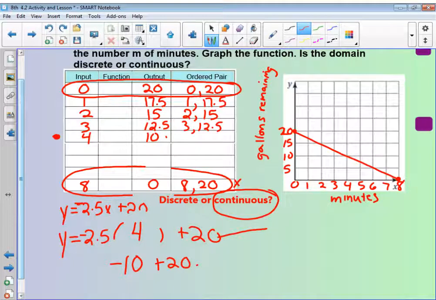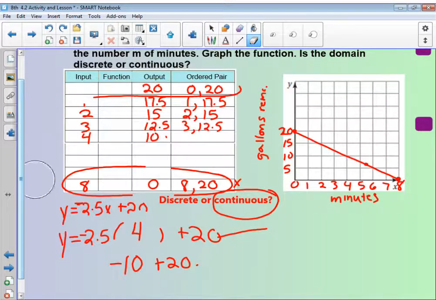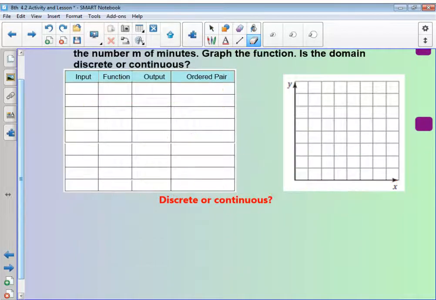Okay, and the reason we're doing a line is because we could have anything in between. It does not have to just be at 1 minute, at 2 minutes. We could check at 5.5 minutes, and we should be able to use this graph to see approximately at 5.5 minutes. It looks to me like it would fall somewhere between 5 and 10 gallons, maybe about 6 or 7 gallons that would be in there. And we can use the graph to actually do that. Okay, so continuous means that you can include anything that would fall in between your domains that you're using.